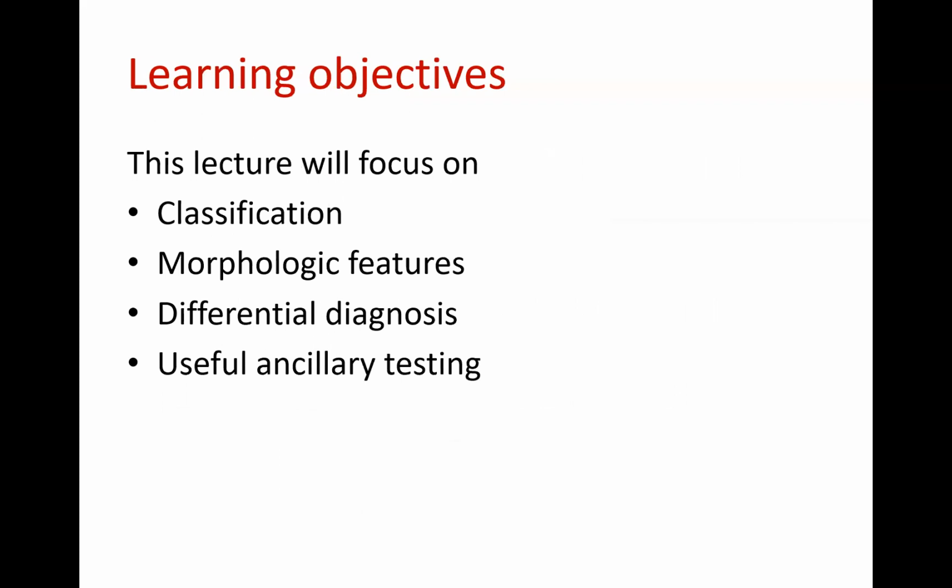My learning objective today is to focus on the classification of sex cord-stromal tumors. I will use a lot of morphologic features, both macroscopic and microscopic, to understand the classification and to try to build differential diagnoses. We will also talk about ancillary testing, IHC, and molecular as they apply to our differential diagnosis.